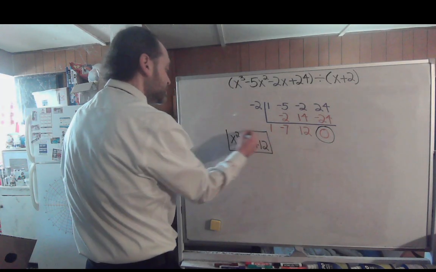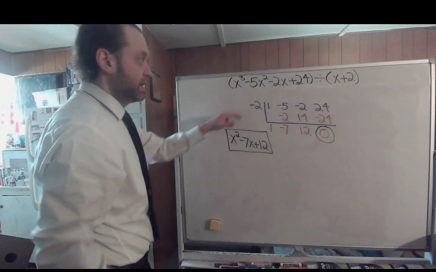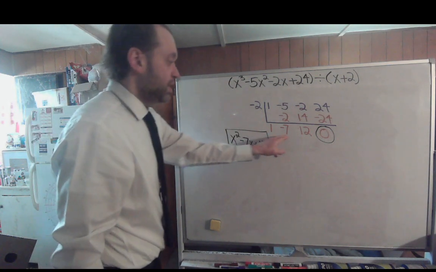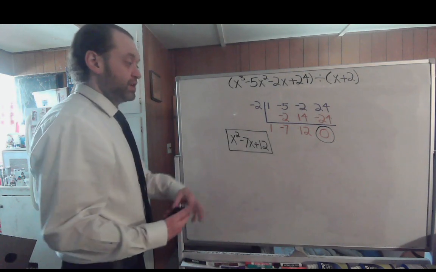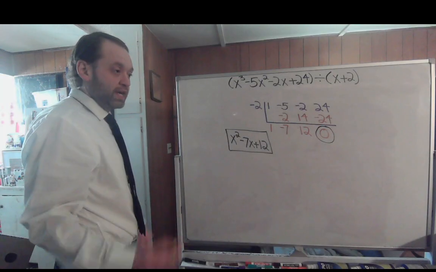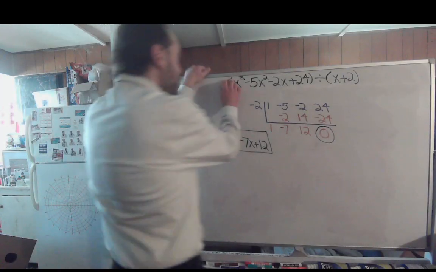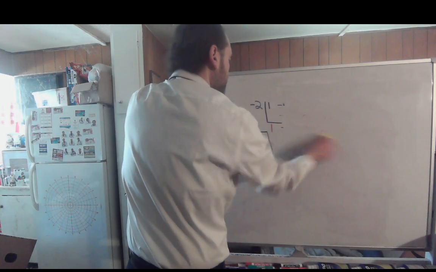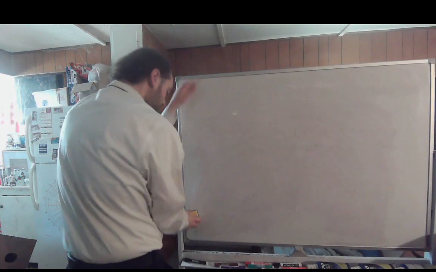That would be your answer. These are the coefficients of the other factor that you get when you divide by x plus 2. So you get x squared minus 7x plus 12. And if you wanted to, you could factor it even further. You would get x minus 3 times the quantity of x minus 4, but we're not doing that today. That is going to come into play in a future lesson, however. But let's go on here.